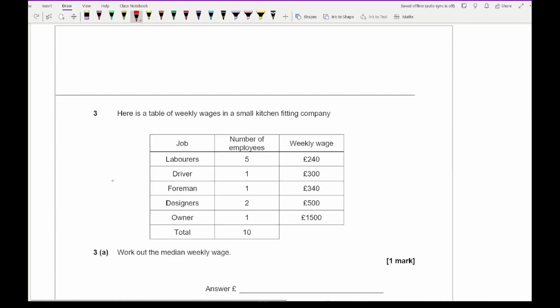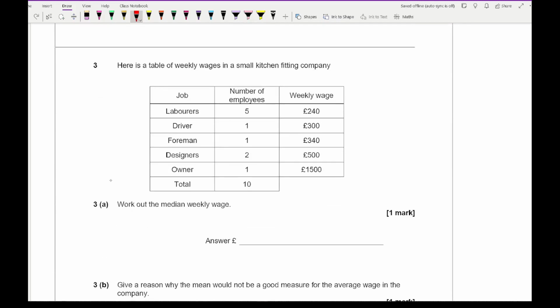Moving on to question three, it says here is a table of weekly wages in a small kitchen fitting company. We've got labourers, driver, foreman, designers and owner. It says work out the median weekly wage. Now there's a couple of ways you can do this. As there's 10 people whose wages have been recorded, you want to look for the 5.5th person. Another way of doing it for one mark, although it may seem excessive, is just to write out all the amounts, because there are 10 numbers to write out.